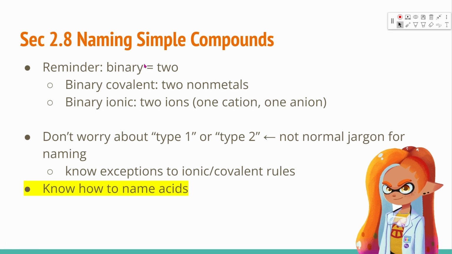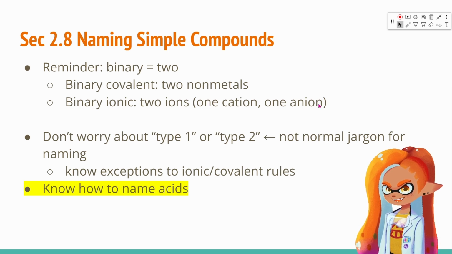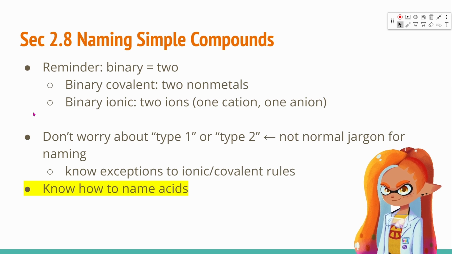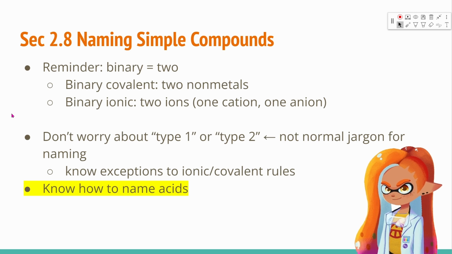Okay, so as a reminder, naming simple compounds: binary means 2, and so if you have a binary covalent, that's 2 nonmetals together. If I have binary ionic, it's 2 ions together, 1 cation, which is the positive ion, 1 anion being the negative ion. If you use other resources to learn about this, you might see type 1, type 2. That's not used commonly anymore, so if you see a video or reference that mentions that, just don't worry about it. Know the exceptions that I mentioned earlier.